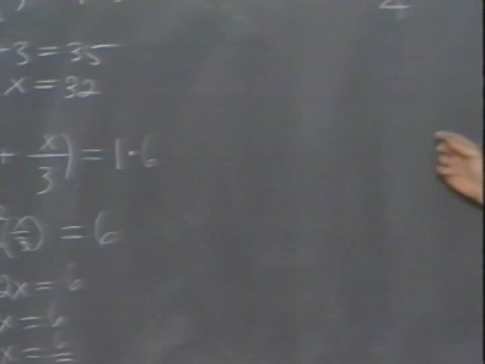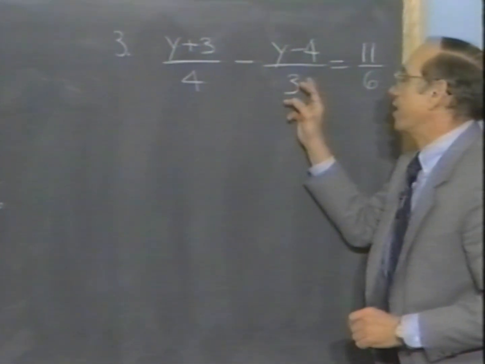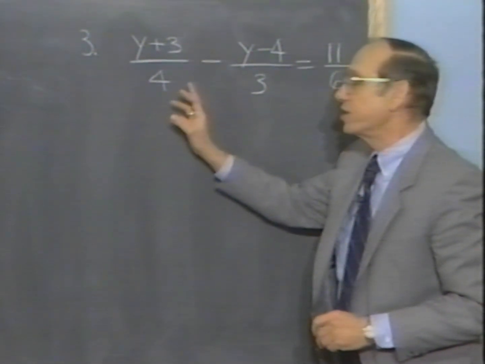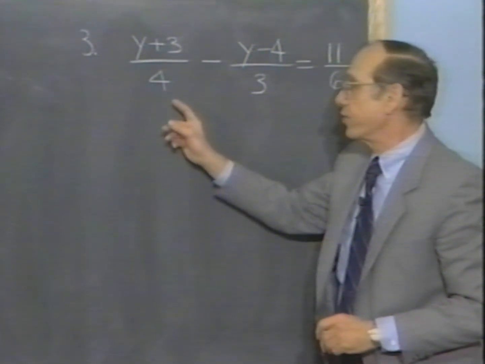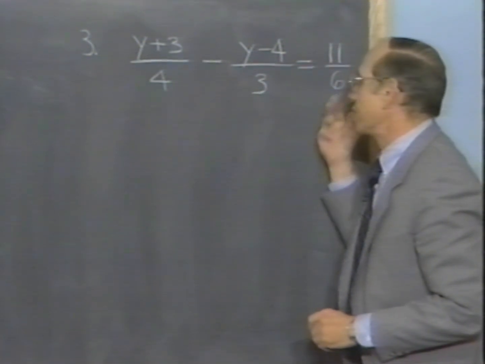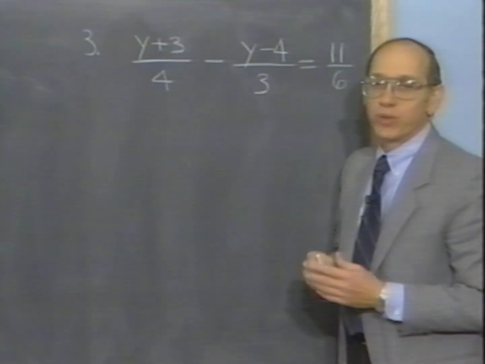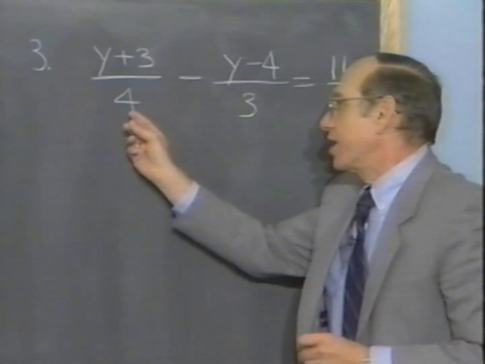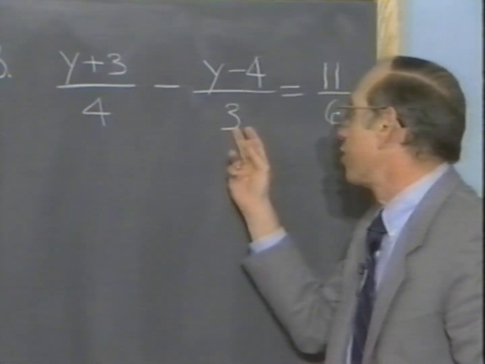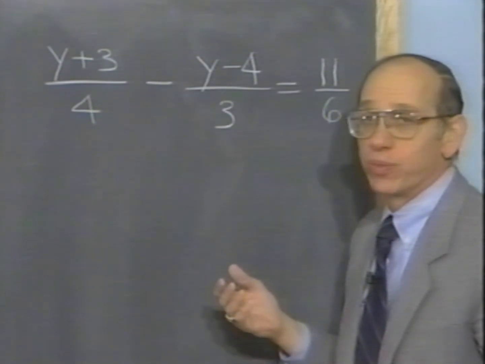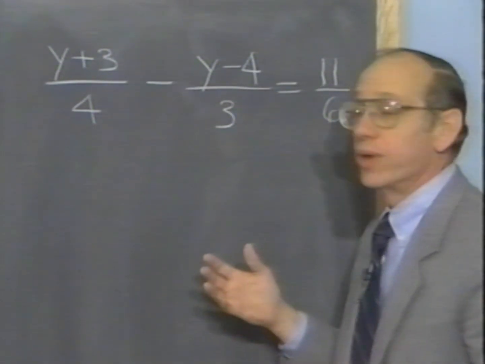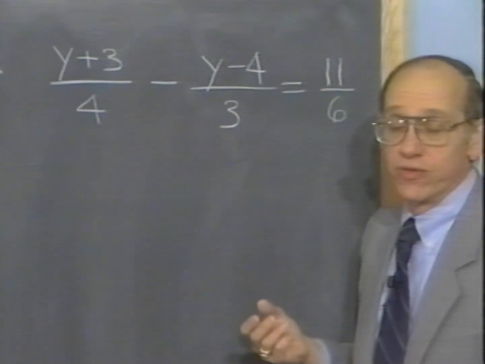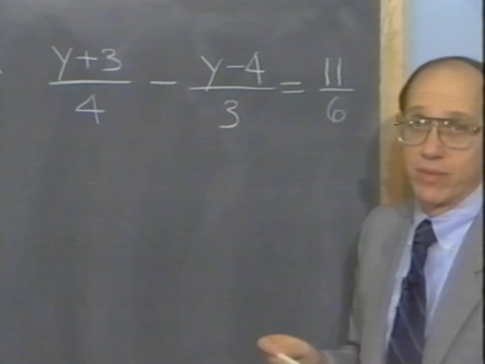In number 3, we have 2 fractions on the left-hand side and a fraction on the right-hand side. Notice the denominators, because that's what we want to get rid of. We have a 4, a 3, and a 6. I have to multiply by some number that will contain among its factors 4, 3, and 6. For example, I could multiply through by 24. 4 divides into 24, 3 divides into 24, 6 divides into 24, and I'll cancel out those denominators.